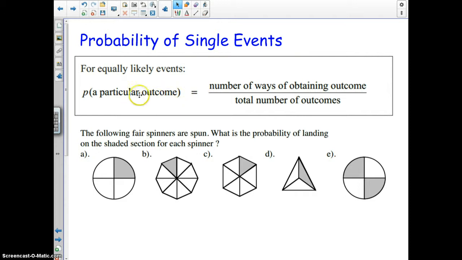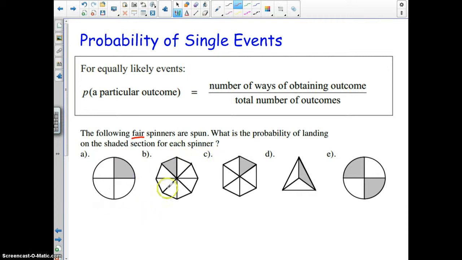Now, it may look like it's a lot of words, but it's actually very easy to use. So, let me just grab my pen. Let me just use a red perhaps today. Alright, let's look at this question. The following fair spinners are spun. So when you see the word fair, that immediately gives us a sign that these are all equally likely events. Now we can look at that again later on and I can explain more about that. What is the probability of landing on the shaded section for each spinner?